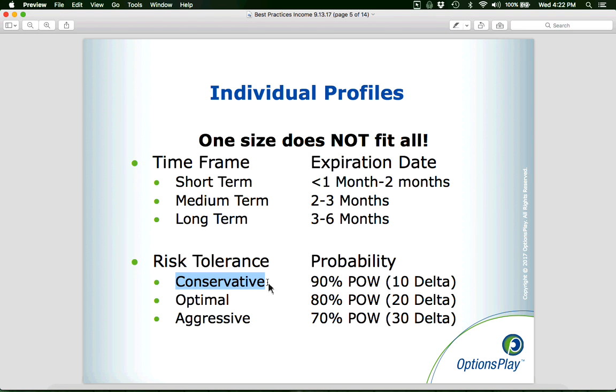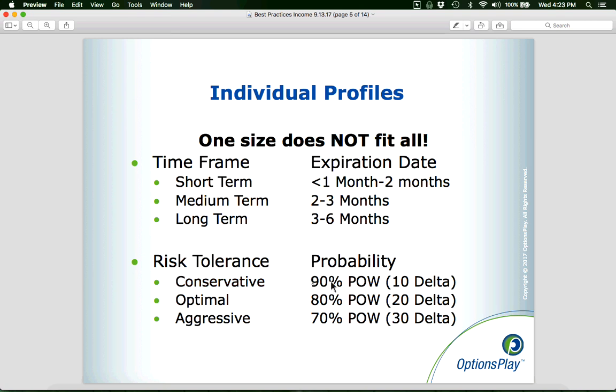Maybe you've held onto stock for a long time. You have a low cost basis on it. You don't want to lose that stock. Or perhaps you have dividend-paying stocks that you rely on for income. If you fall under either one of those categories, you would be on the conservative end of the spectrum when it comes to risk tolerance.